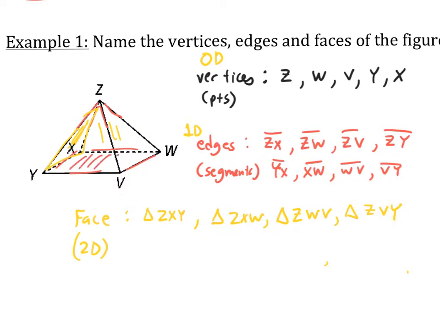And of course the thing on the bottom looks like it could be a square or a parallelogram. Since I'm not 100% sure what shape that is, I'm only going to write it with the letters. So XWVY is another face. Now I don't need to write all 4 letters for that.